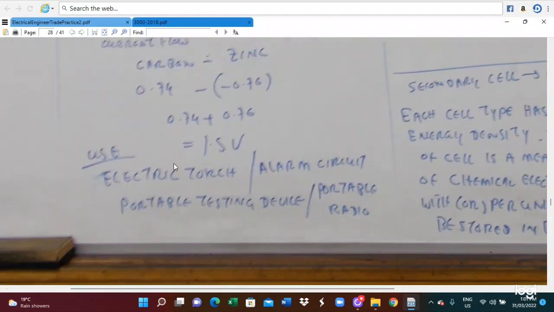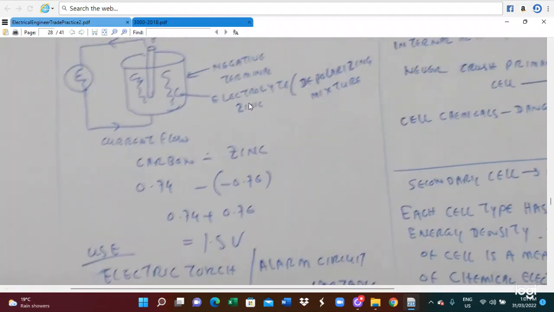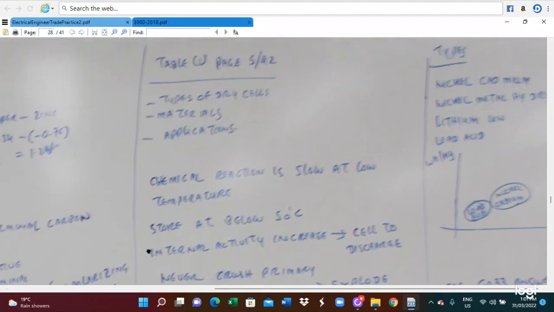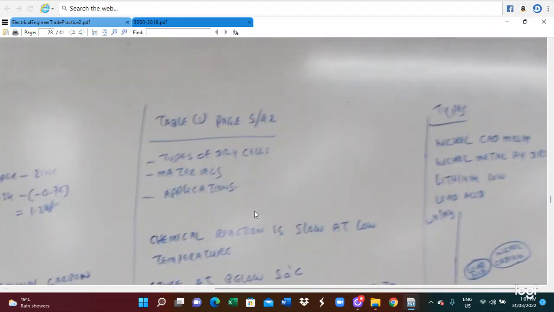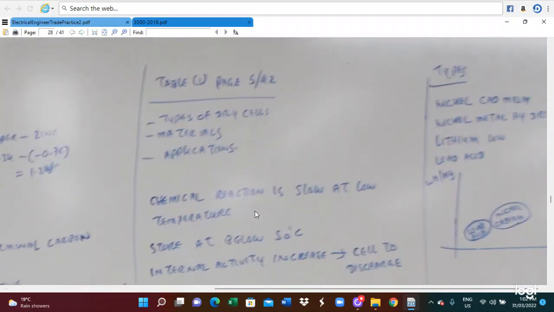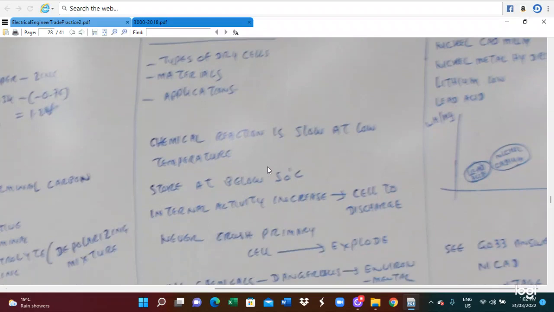So we use an electric torch, and the Alansa kit. We also use a body bed testing device, and body beds are radios. Those are the devices we are utilizing. We also utilize tables of the pressure pipe. This is for the type of the material and the application.